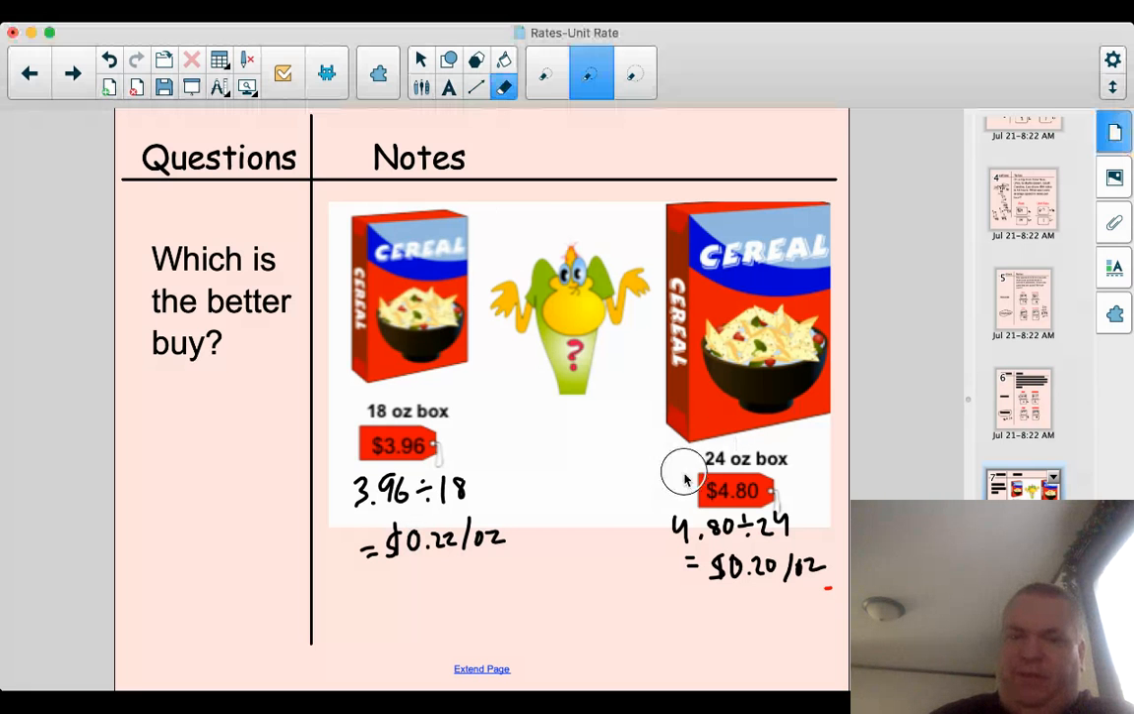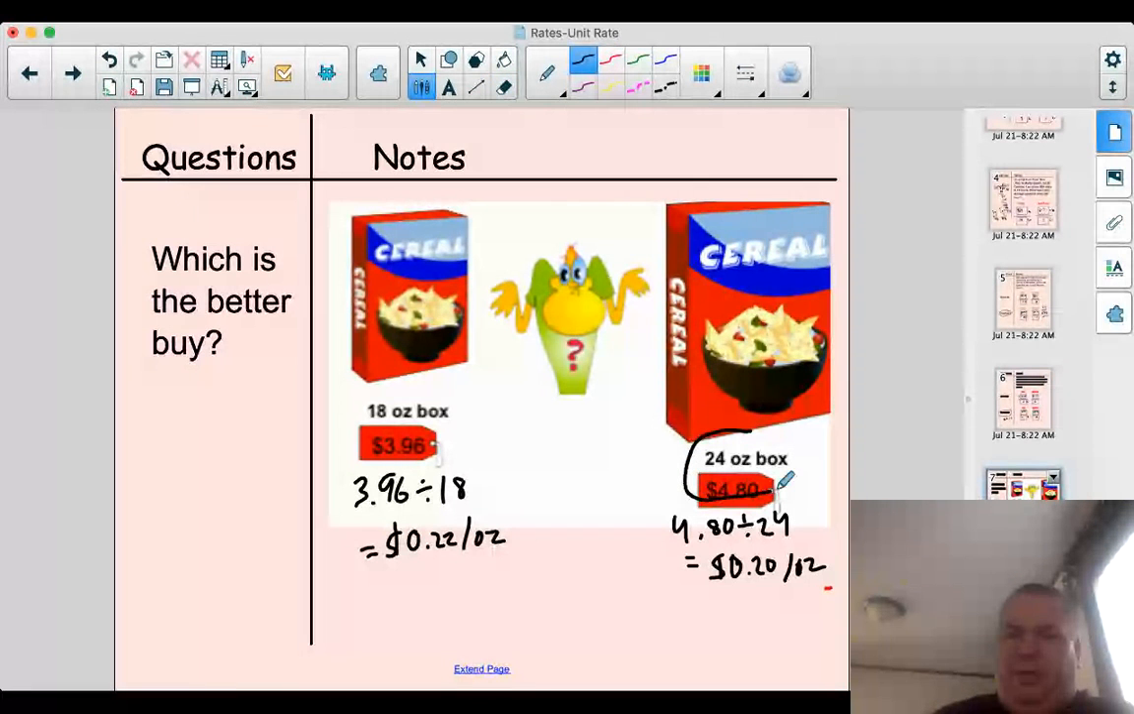Okay, you'll find that a lot as you get older and start shopping for your own groceries. Usually you'll get a better price per ounce on bigger sizes of food, okay, to try to encourage you to buy more food. They make it a little bit cheaper per ounce, a little bit better value. That's not always the case, so it's good to always check and make sure you know how much you're paying per ounce or per pound or whatever you're buying.